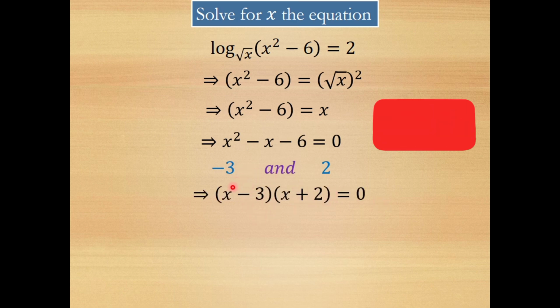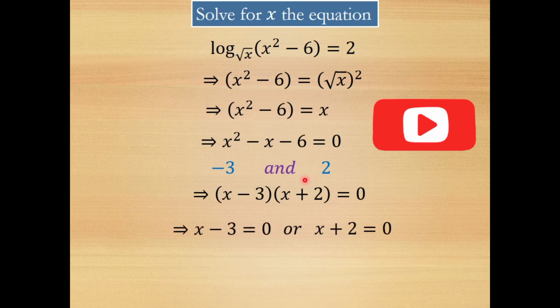At this point, we have two numbers that are multiplying to give us 0. That therefore means that either one of those numbers is 0, or the other. That implies we have x minus 3 equal to 0, or x plus 2 equal to 0. Great. This is where the math starts. In this case, we have two solutions.